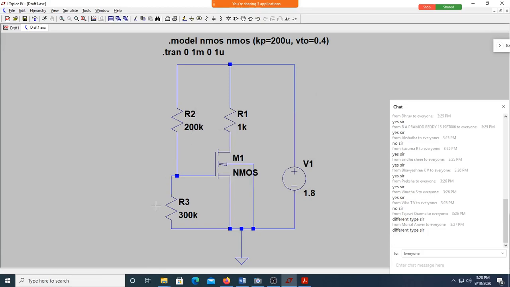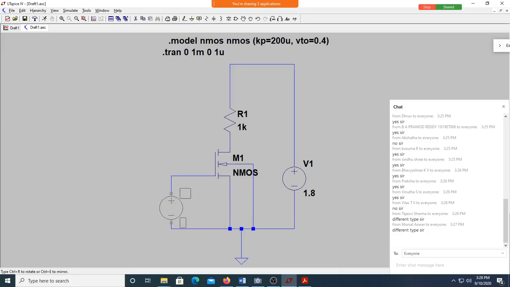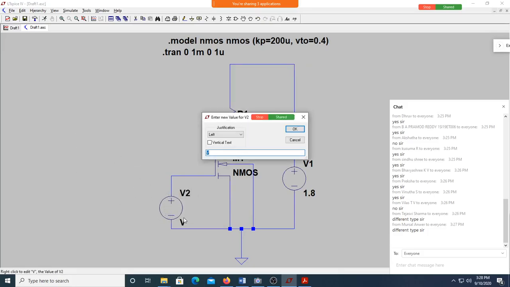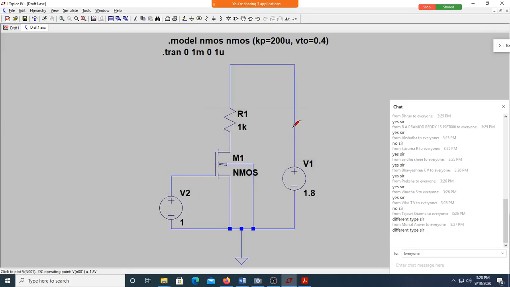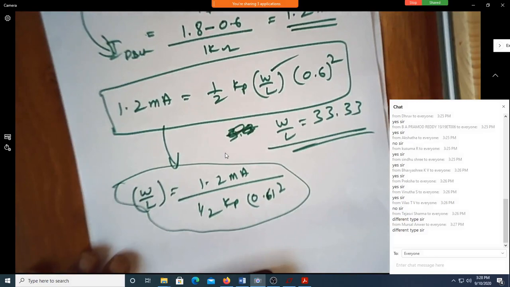I will take this out, this also. Let me use a battery. Battery is there on F2. I'll take a voltage source. And what was the voltage we had, Nivedita? 1 volt. Is this 1.8? So fine. What should be the current flowing now, as per our calculation?